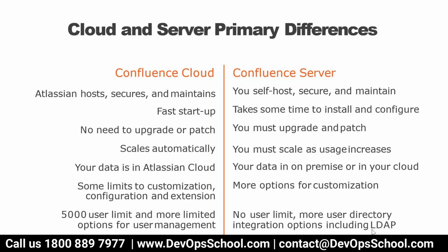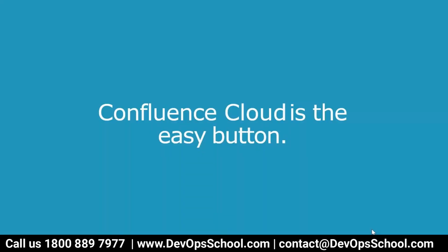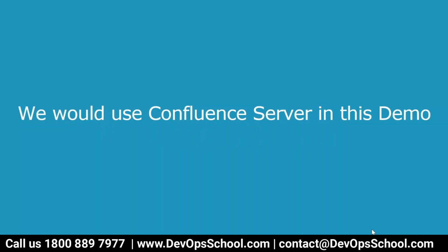The number of users limit is different. In a server, you have to manage everything: database, authentication, authorization, LDAP, backup, archival, everything on your own. You cannot scale it up. But in the cloud, everything is managed by Atlassian. So Confluence Cloud is the easy button to get started.